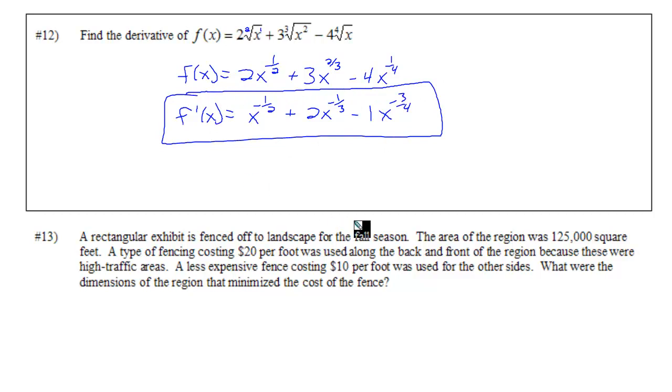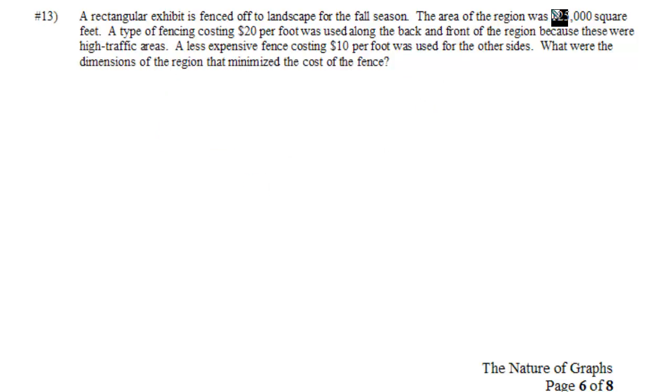Good enough, right there. All right, number 13, a rectangular exhibit. Let's start out with a rectangular exhibit is fenced off for the fall season. The area of the region is 125,000 square feet. Area, 125,000 square feet.